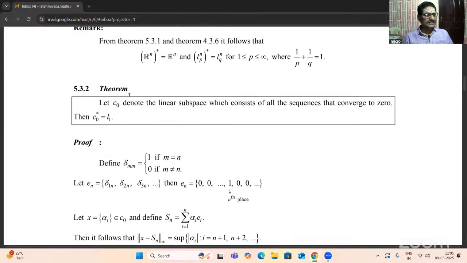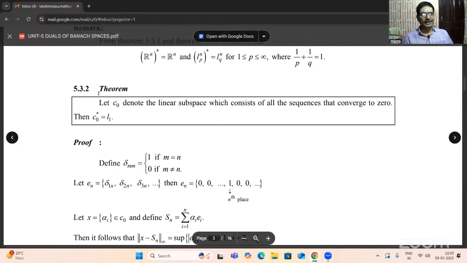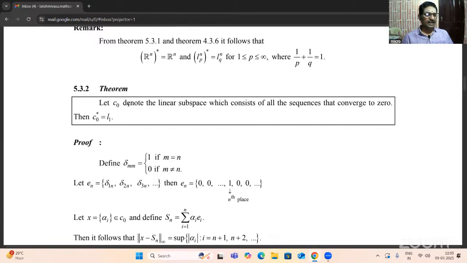So this is theorem 5.3.2. This theorem is also important on duality of the sequences that converge to 0. Now what is c naught? See this theorem. C naught denotes the linear subspace with constants of all the sequences that converge to 0.